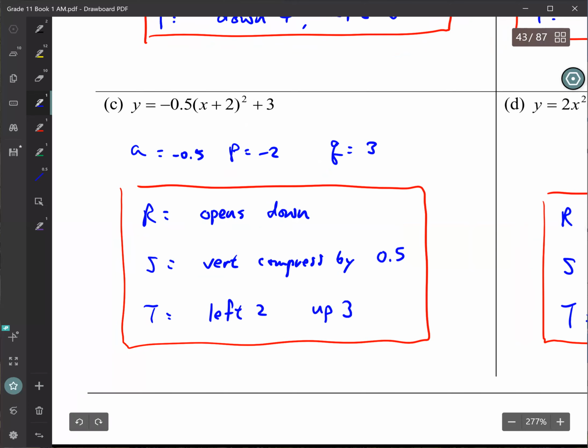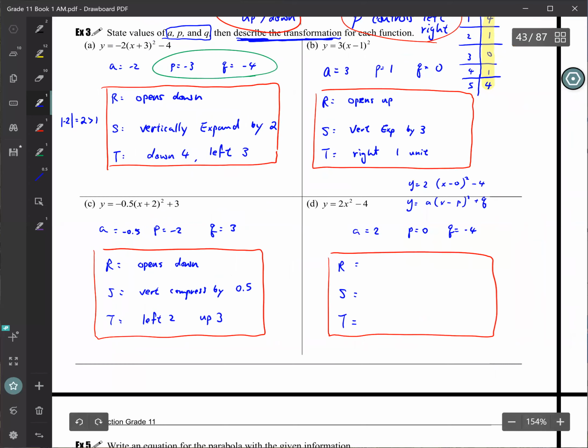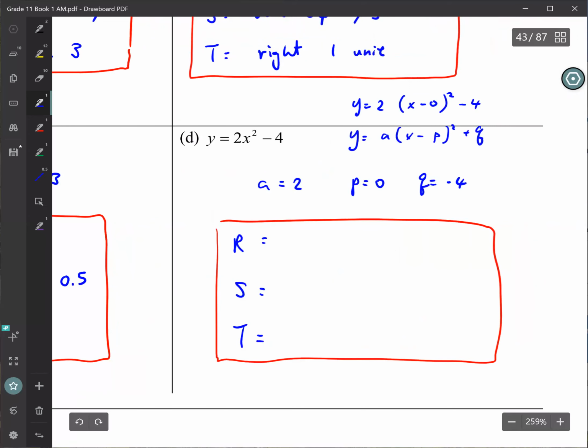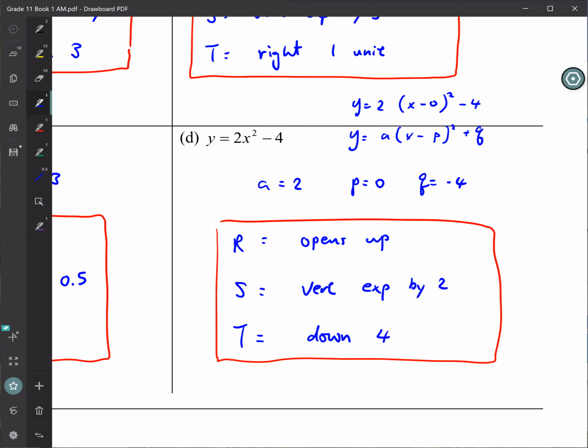Okay, last one here. Can I have Aaron answer this one? Question D. For R, it opens up. Opens up, very good. It vertically expands by 3. Vertical expand by what? Wait, no, it's 2. By 2, good. And then it's down 4 units. So remember, don't say down -4. It will be like a double negative there, right? The negative already tells you it's down, okay?